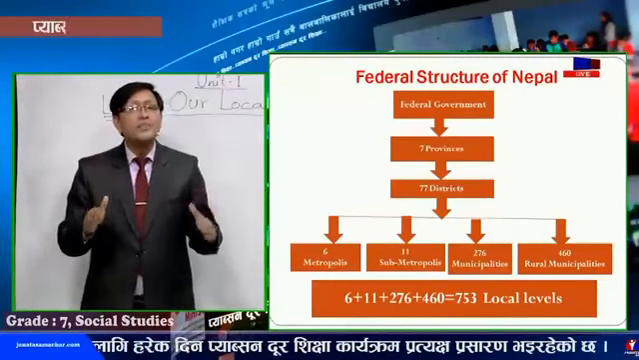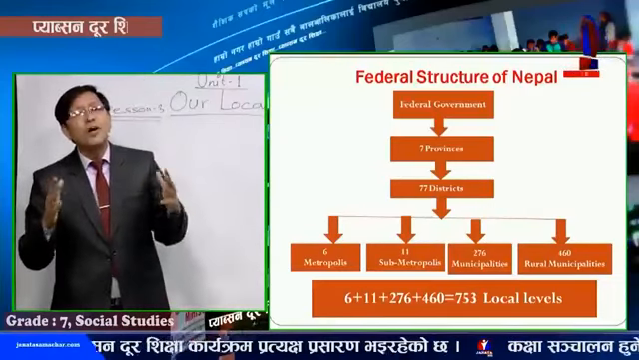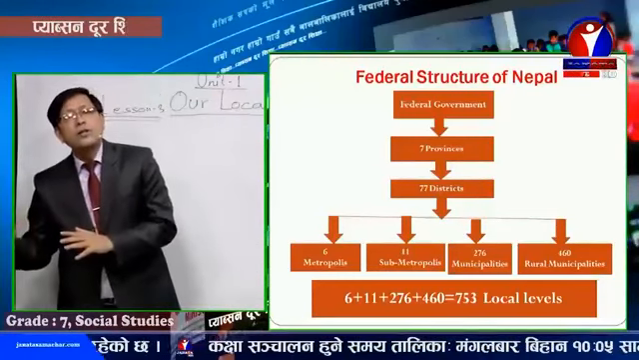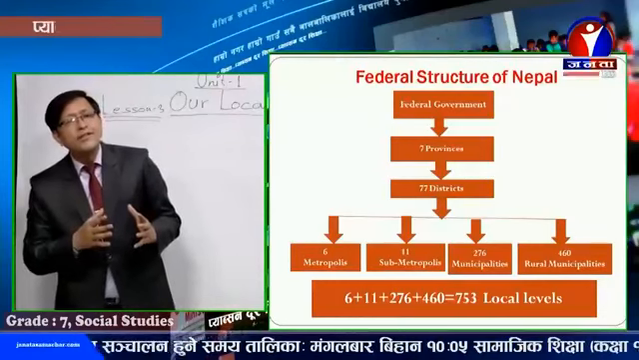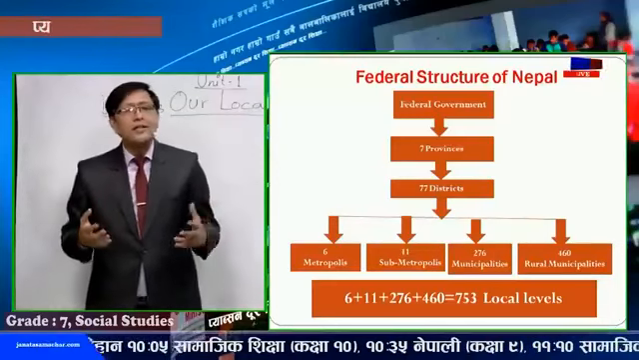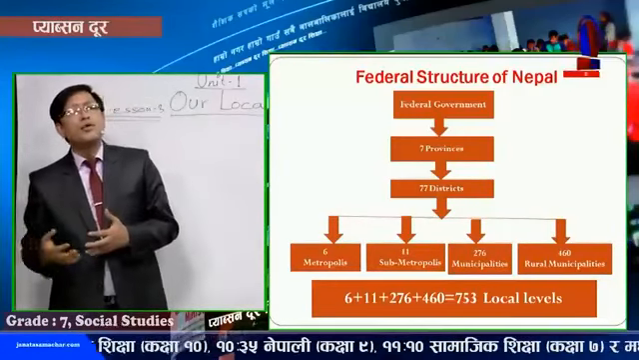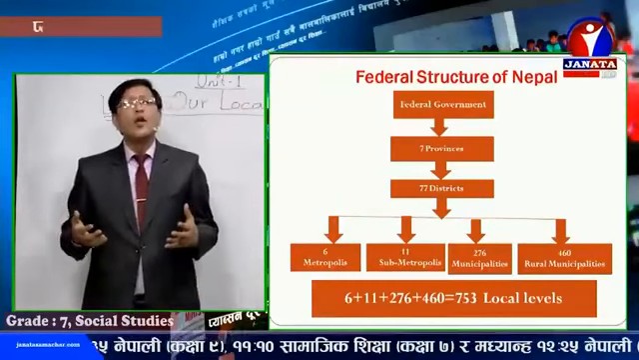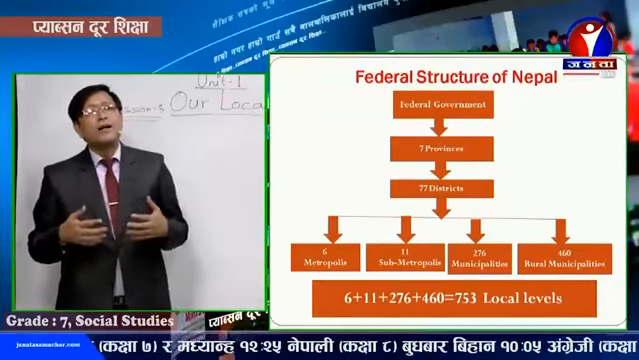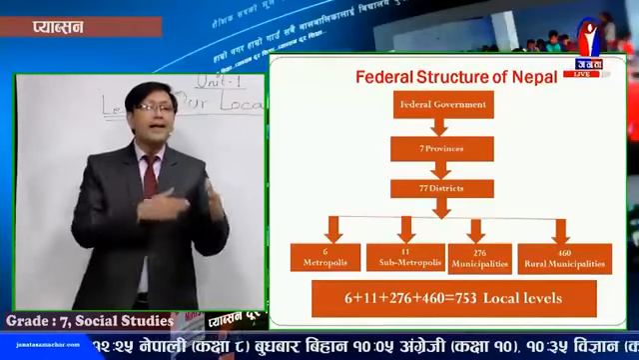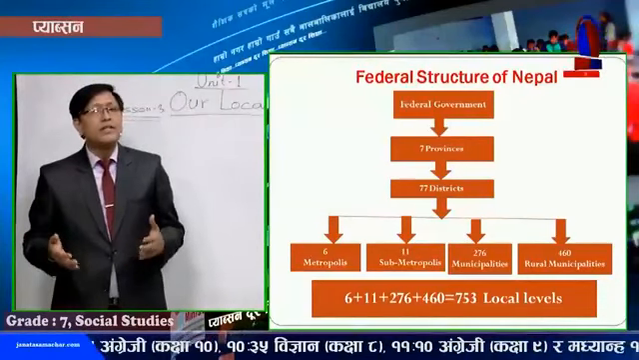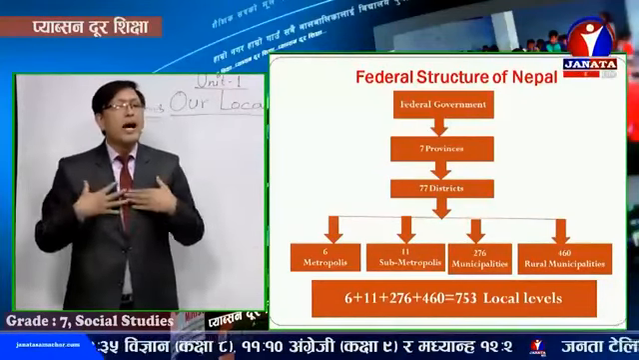Federalism is a political system in which there is a mixed or compound mode of governments combining central government or federal government and other regional governments like provincial governments or local governments. And local governments means metropolitan city, sub-metropolitan city, municipality and rural municipality, or 753 local levels. So federalism is a political system in which there is a mixed or compound mode of government combining central government and other regional governments, provincial and local governments, is known as federalism. Boys and girls, I hope you understood it.